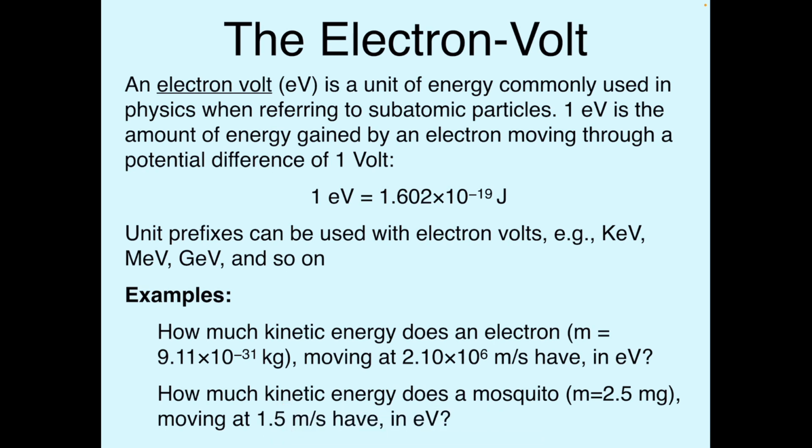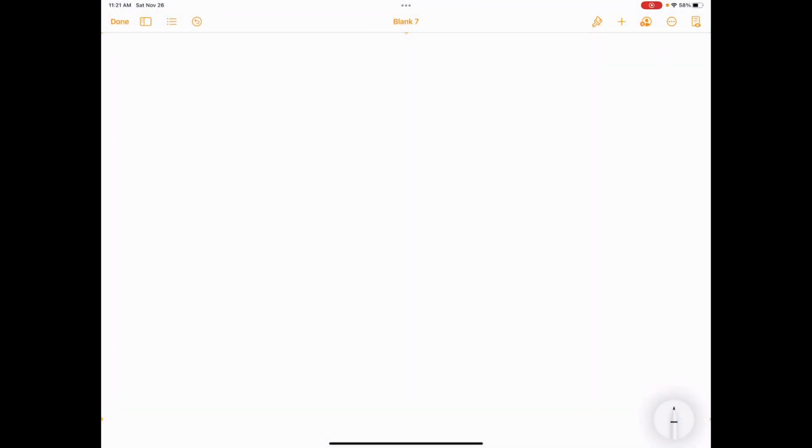Okay, second example is, how much kinetic energy does a mosquito have if it's moving at 1.5 meters per second? And we're going to calculate this in units of eV once again. The mass of a mosquito kind of varies, but let's use this value, 2.5 milligrams. All right, that's going to be our m value. So let's do these calculations.